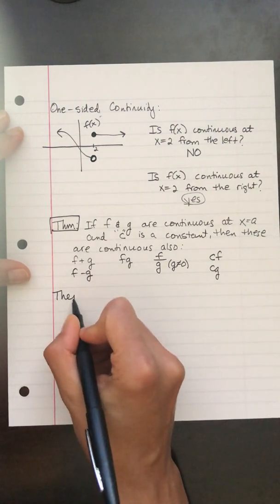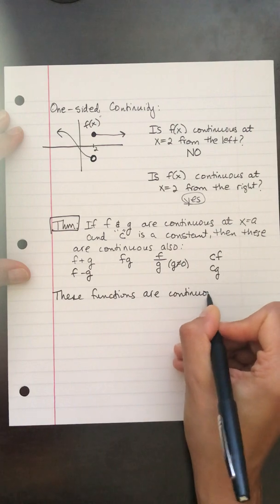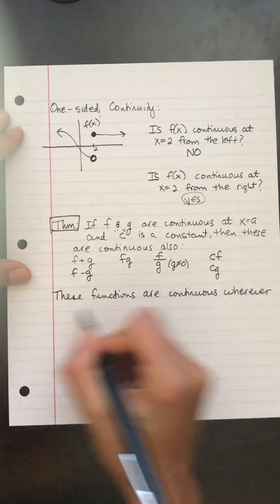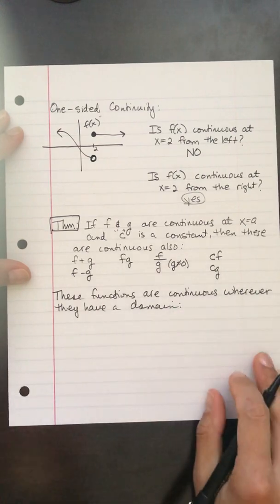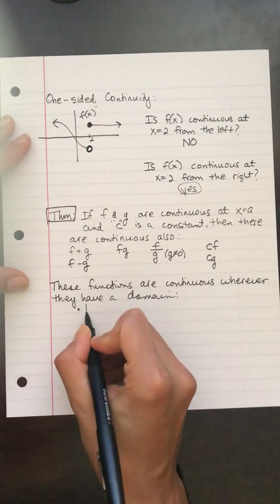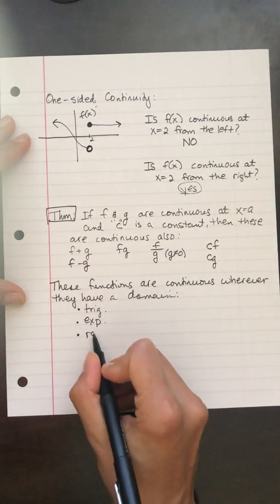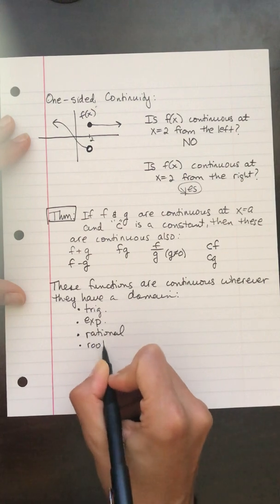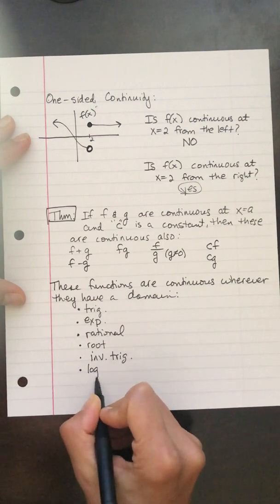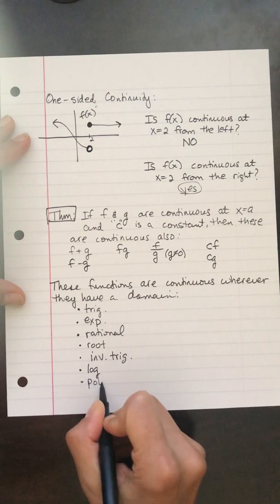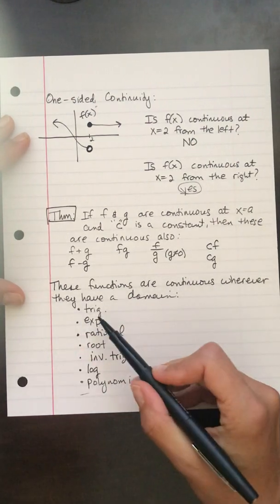So these functions are continuous wherever they have a domain. Wherever they are not restricted, they are continuous. Trig functions, exponential functions, rational functions, root functions, inverse trig functions, logarithmic functions. And the most important one, polynomials, because they are smooth and what? Continuous. That's right. So these functions are just automatically continuous wherever they have a domain.